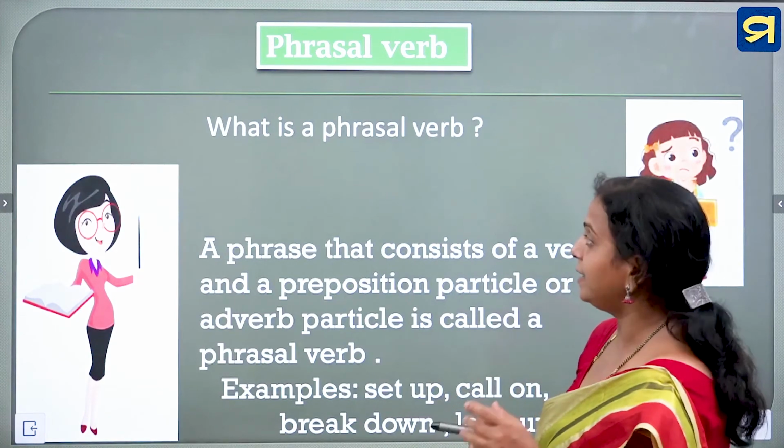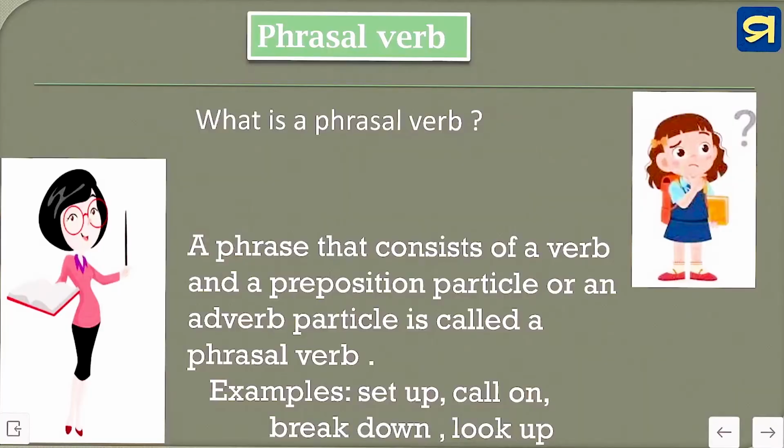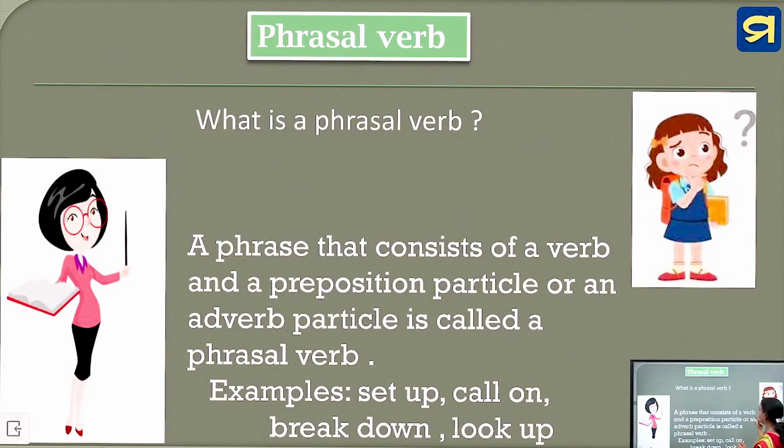Phrasal verbs. Children, let us discuss phrasal verbs. What is a phrasal verb? A phrase that consists of a verb and a preposition particle or an adverb particle is called a phrasal verb. Okay? Look at the examples: shut up, break down, look up, break in, etc.